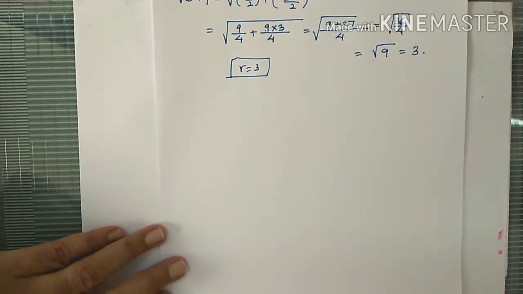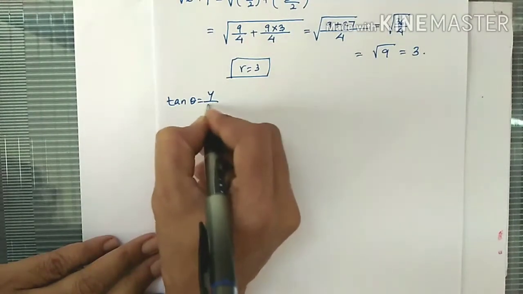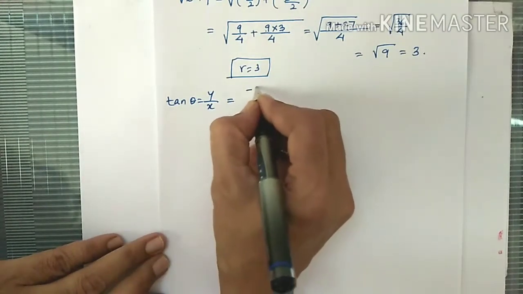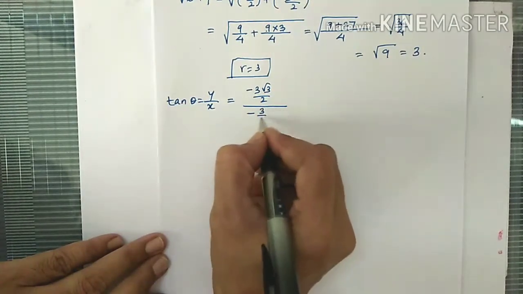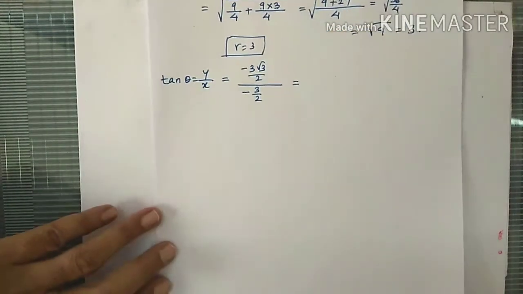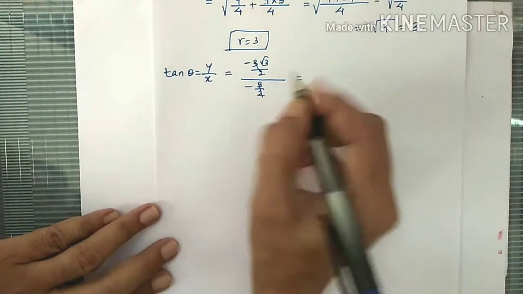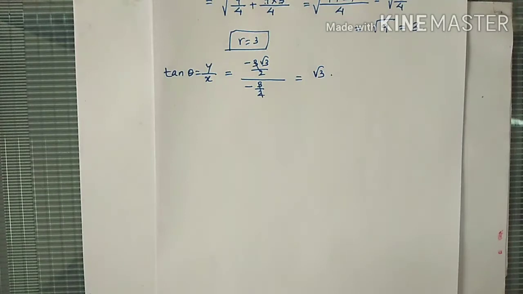Now let's find out theta. Tan theta equal to y by x. Y is minus 3 root 3 upon 2 divided by minus 3 by 2. Now minus minus get cancelled and 3 by 2 also get cancelled. So this is root 3. See, tan theta is positive here, but theta is not acute angle because the point lies in third quadrant as it is minus minus. So what are the steps here?